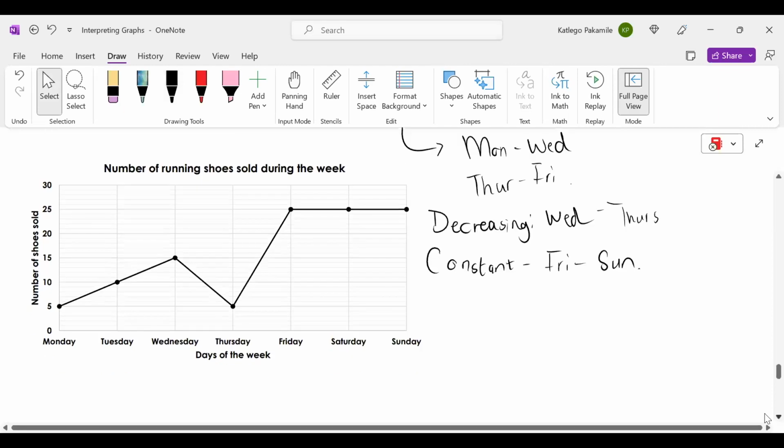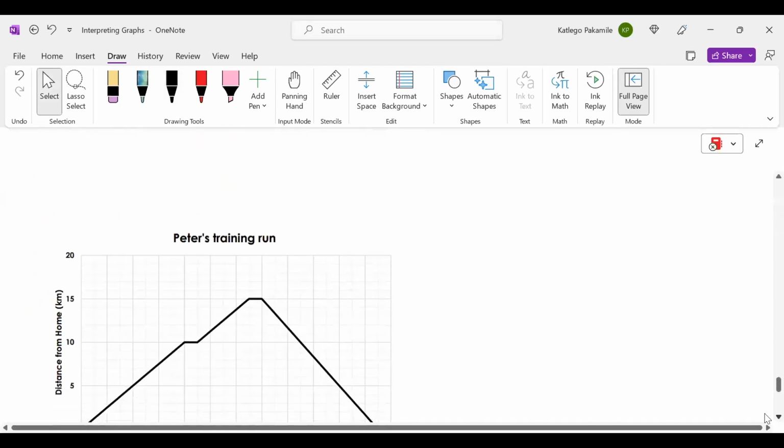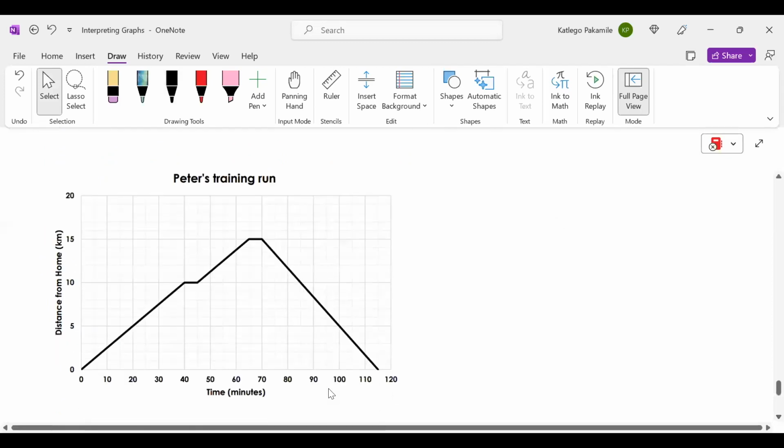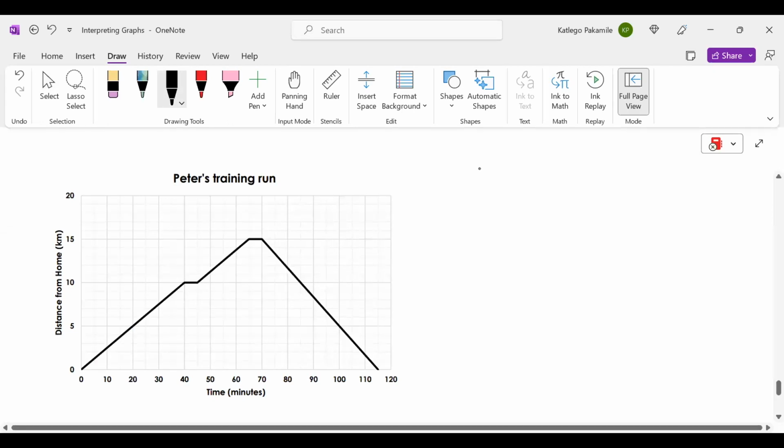Okay, so we're going to do the same this time with Peter's run. Peter is running. Sinesihle, are you going to tell us when it was increasing, decreasing, and constant? Yes, ma'am. I'll tell you, ma'am.